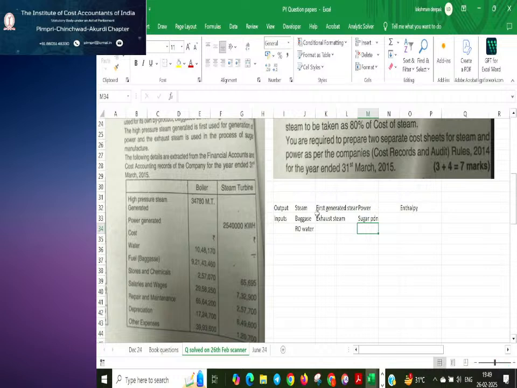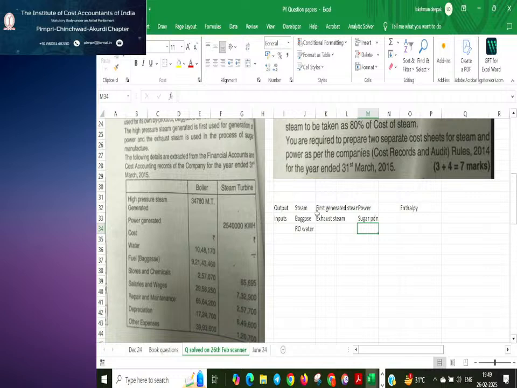ठीक है? So see how complicated it is. You are using the bagasse, you are boiling the RO water in the boiler, that is converted into steam, that will be actually transported through tubes, big tubes. Through that it will go to the turbine. So when it gets into the tube, the first generated steam जो heat and pressure के साथ जाता है, that goes for power generation.